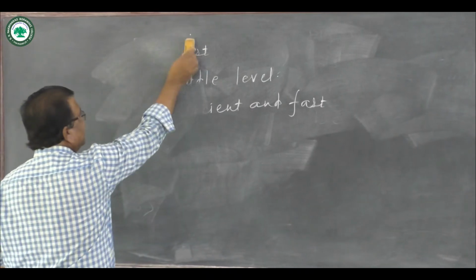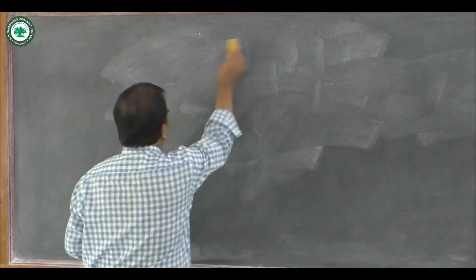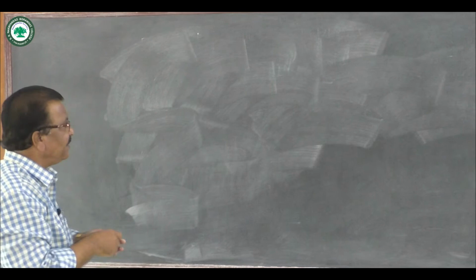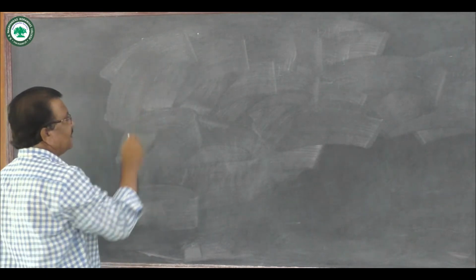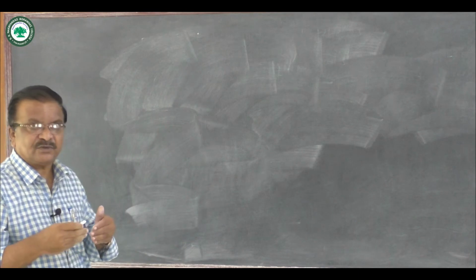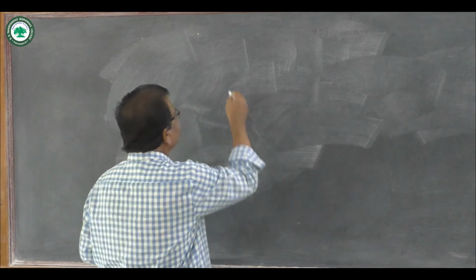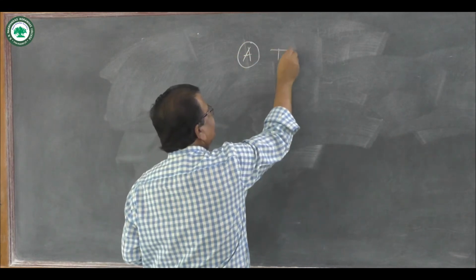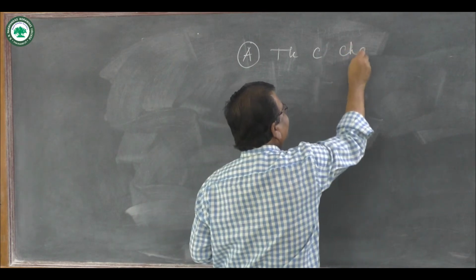Now the next article to be discussed is variable names or identifiers. The next article to be discussed is the C character set.